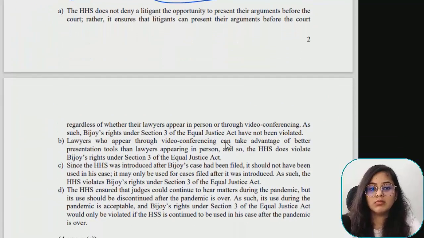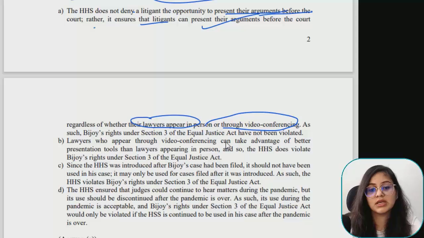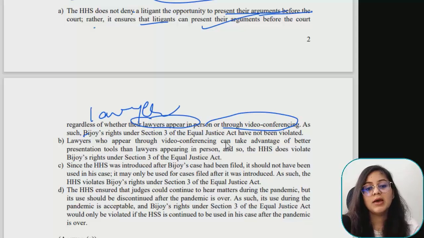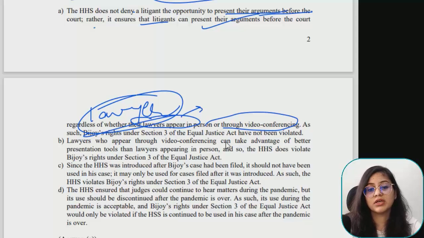If you see option A, it says HHS does not deny a litigant the opportunity to present their arguments before the court. Rather, it ensures litigants' presence for the arguments, whether their lawyer appears in person or through video conferencing. So the lawyer is not being stopped. Here Section 3 is not being violated because the lawyer is not being stopped from giving arguments. Merely the inconvenience of non-usability, that he has not used the internet ever, does not stop his lawyer from arguing the case. The lawyer can appear in person with Bijoy and operate the system and present his arguments. He is not being stopped.